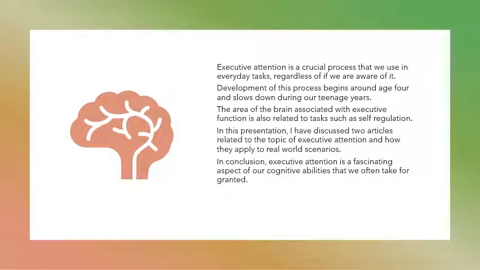Executive attention is a critical process that we use in everyday tasks, regardless of if we are aware of it. Development of this process begins around age 4 and slows down during our teenage years. The area of the brain associated with executive function is also related to tasks such as self-regulation. In this presentation, I've discussed 2 articles related to the topic of executive attention and how they apply to real-world scenarios. In conclusion, executive attention is a fascinating aspect of our cognitive abilities that we often take for granted.